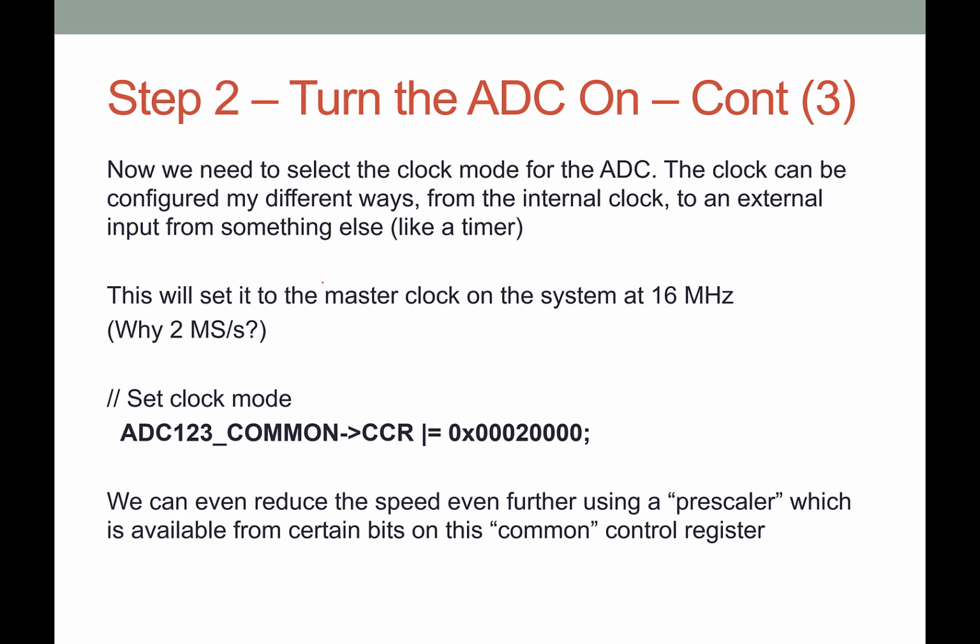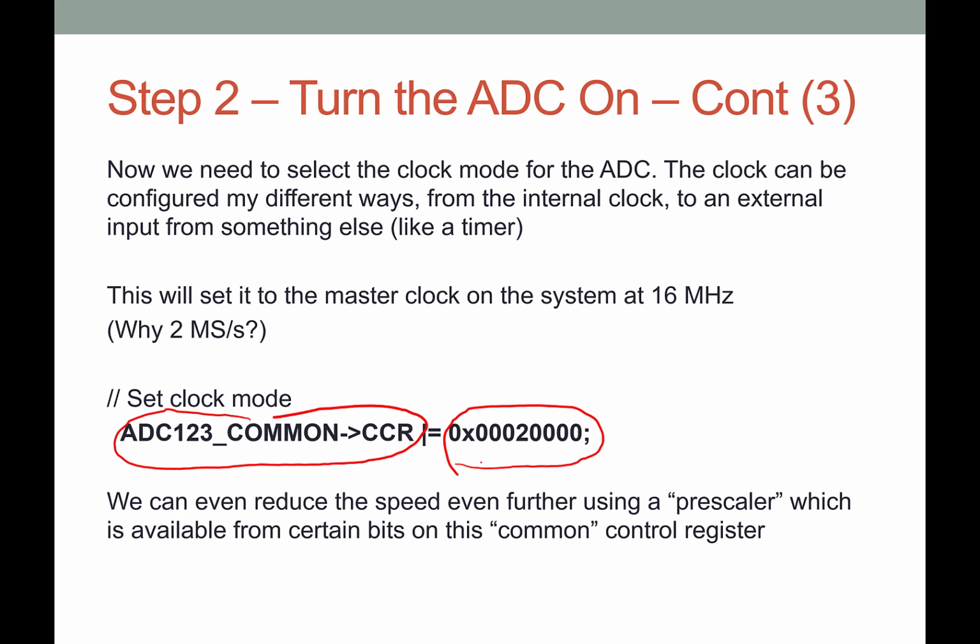So it says you can set it from the internal clock to an external input from something else. Like you could get a timer from the board that is tied into the clock for the analog to digital converter. Now it says this will set it to the master clock on the system at 16 megahertz. And so we're setting the capture control register here to this.